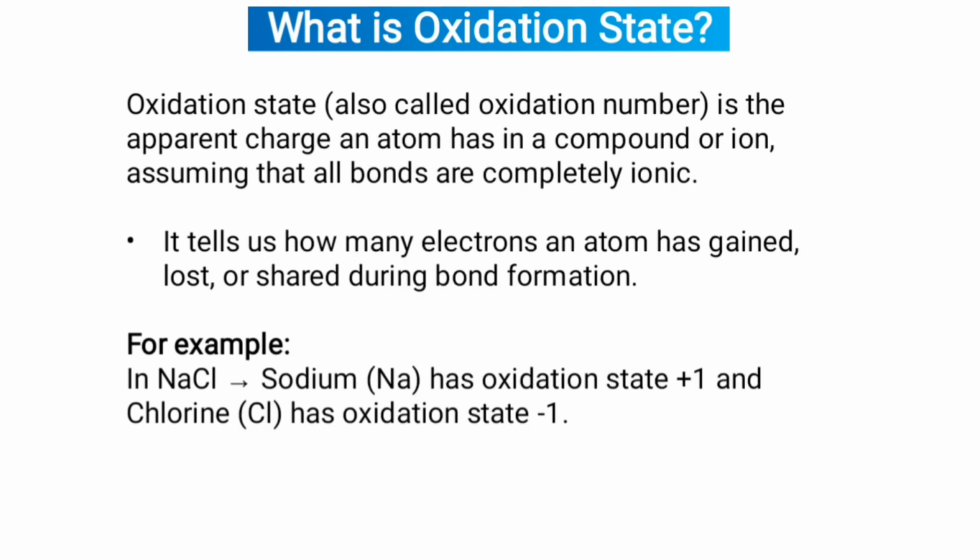Now, what are oxidation states? Oxidation state, also called oxidation number, is the apparent charge an atom has in a compound or ion, assuming that all bonds are completely ionic. It tells us how many electrons an atom has gained, lost, or shared during bond formation. For example, in NaCl, sodium has oxidation state +1 and chlorine has oxidation state -1.